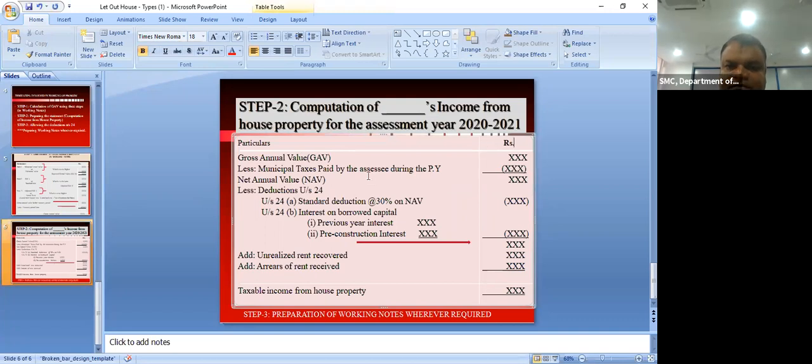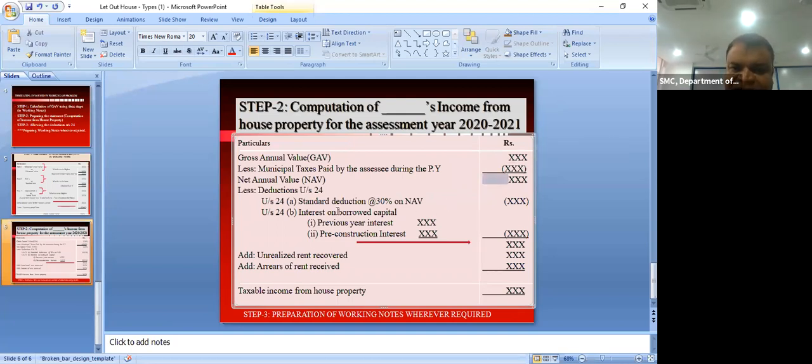Then here, first you are going to take the GAV, which you have calculated just now in the working notes. From that, you should deduct the municipal tax if paid by the assessee. Suppose the municipal tax is 20,000 and he paid only 10,000, and another 10,000 he didn't pay, he is going to pay in the next year. Whatever municipal tax is paid only, we are going to deduct, but not what he has not paid. Then when you deduct the municipal taxes, what we get is called NAV.